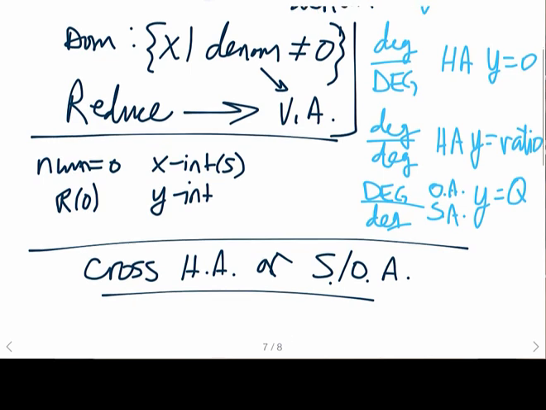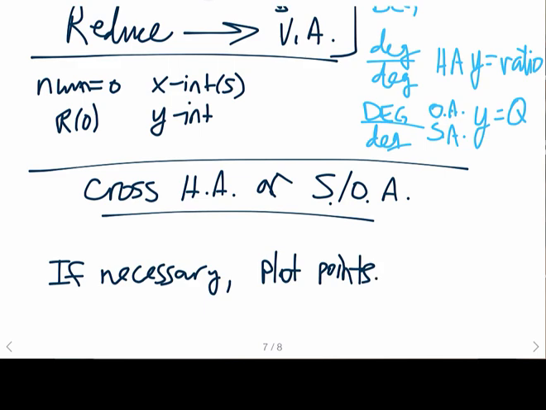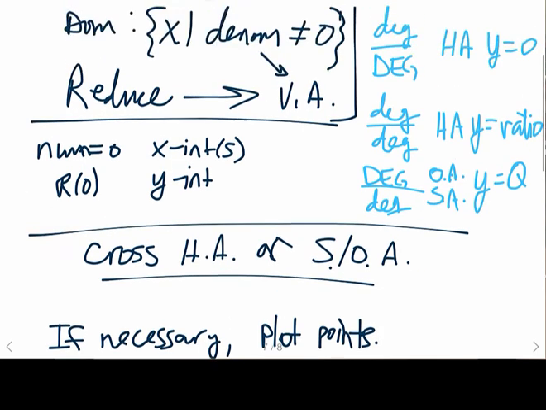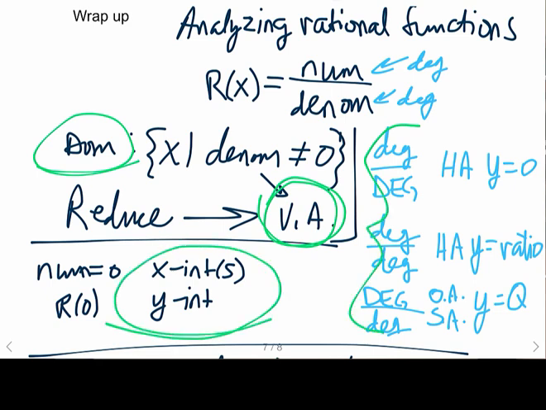We put all this together, and then, if necessary, we plot points to see what the nature of the graph is in certain areas. The domain, the vertical asymptote or asymptotes, the horizontal or slant asymptote, and the intercepts, x and y, are all part of analyzing rational functions, and they all get represented in the graphs thereof.